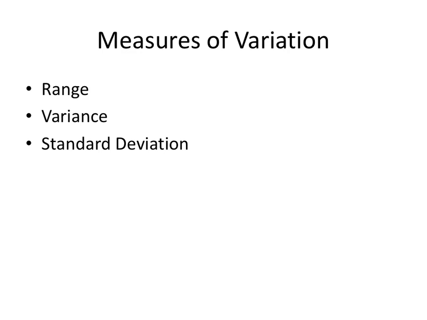Next, we're going to talk about the measures of variation. So the values that describe the spread or the distribution of your data set. How far apart are your numbers? How close together are they? And we have 3 values that describe those characteristics. We're going to talk about the range, the variance, and the standard deviation.